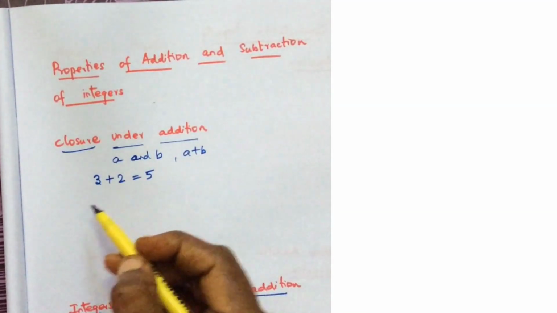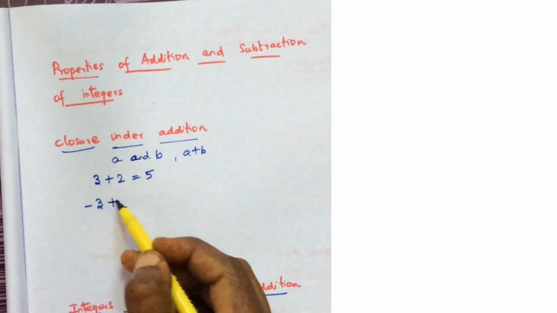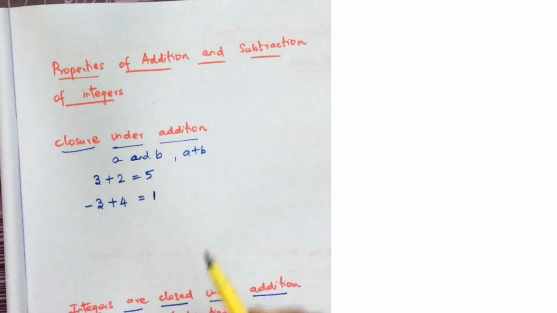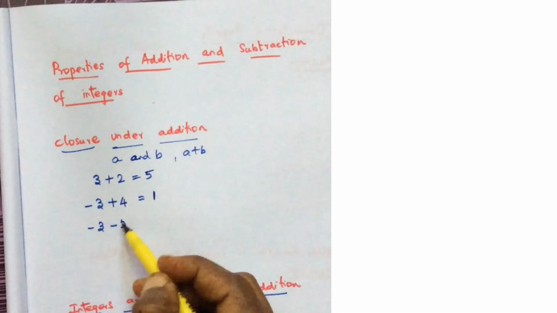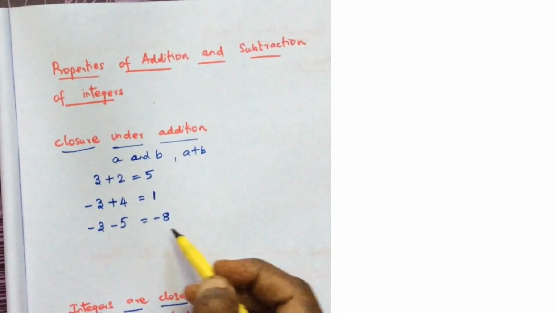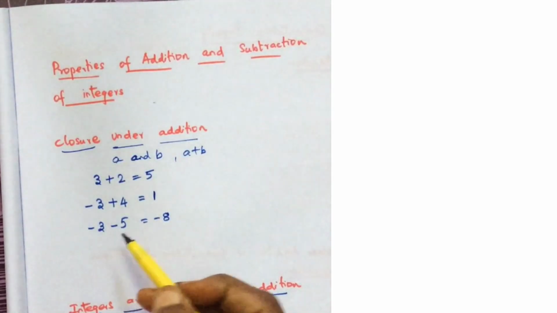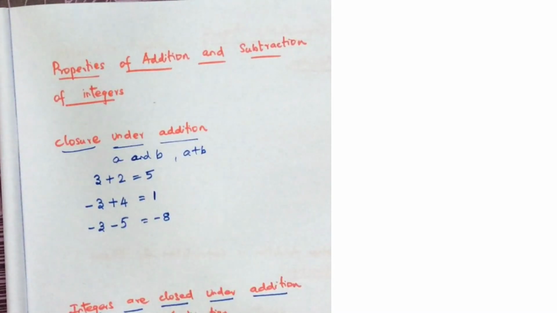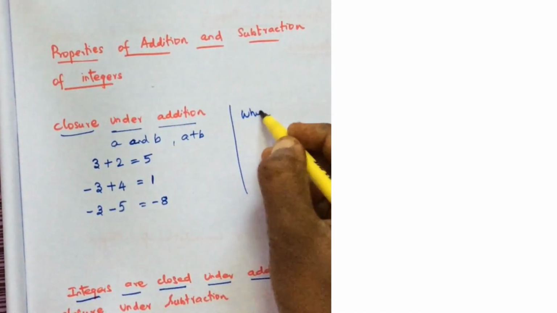Let me take one more example. Minus 3 is an integer. To the minus 3 I am adding 4. 4 is an integer. The answer is 1. 1 is also an integer. Minus 3 minus 5, the answer is minus 8. Minus 8 is also an integer. So if you add two integers and the result is also an integer, then you can say integers are closed under addition.